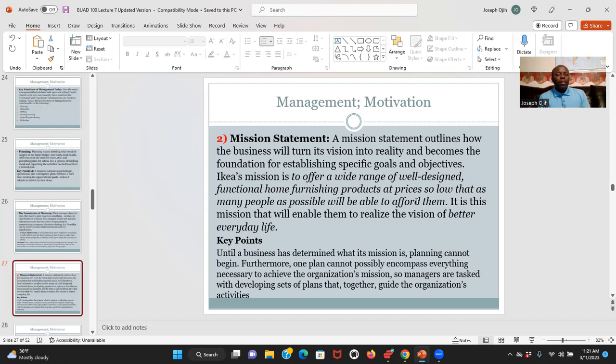So in other words, planning cannot begin until a business has determined what the mission is. And also, one plan cannot possibly encompass everything. It's just the key things that the company, the managers basically, are required to develop a set of plans that together guide the organization's activities. Other things can be added later to the plan.